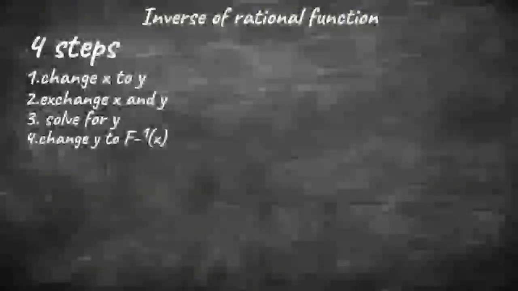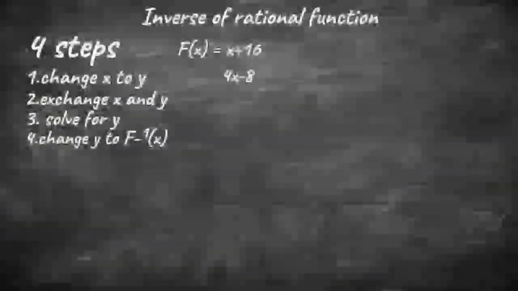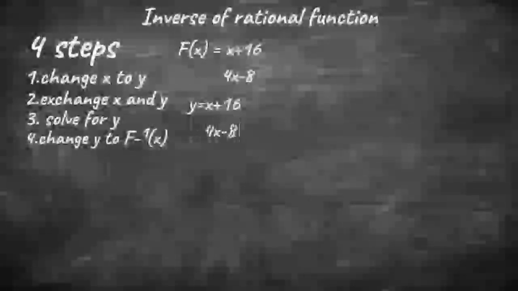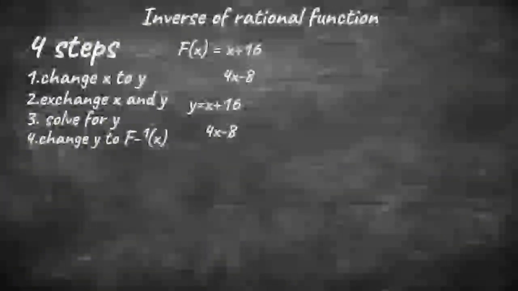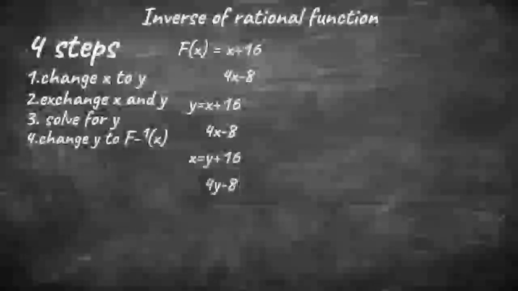So, let's start. This is our given: f of x equals x plus 16 over 4x minus 8. So, change f of x to y. So, y equals x plus 16 over 4x minus 8. Then exchange x and y. So all y becomes x and all x becomes y. So x equals y plus 16 over 4y minus 8.